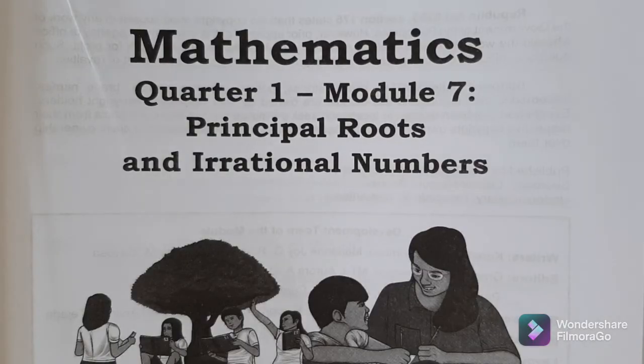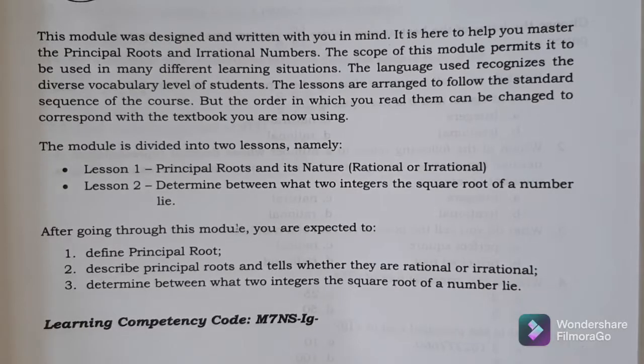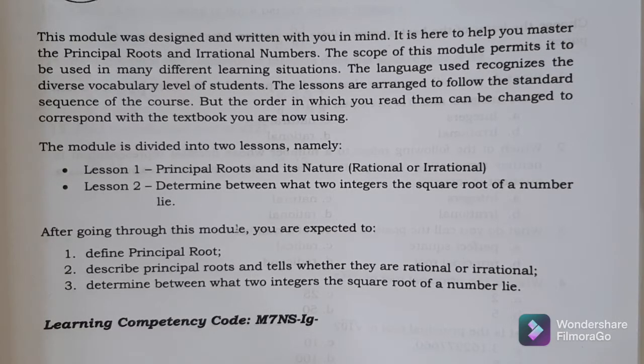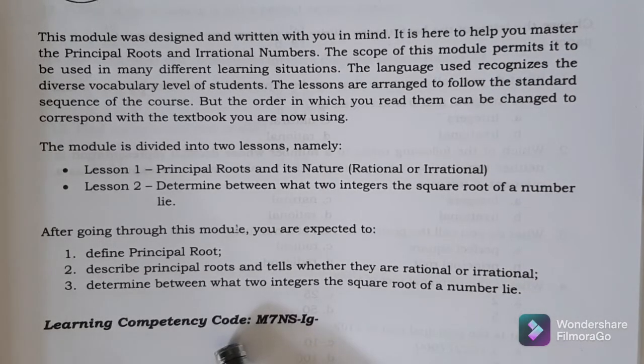For week 6, you have module 7, principal roots and irrational numbers. The module is divided into 2 lessons. Lesson 1 is about principal roots and its nature, and lesson 2 determining between what two integers the square root of a number lie. So after going through this module, you are expected to define principal root, describe principal roots and tell whether they are rational or irrational, and finally determine between what two integers the square root of a number lie. So here is our learning competency code.